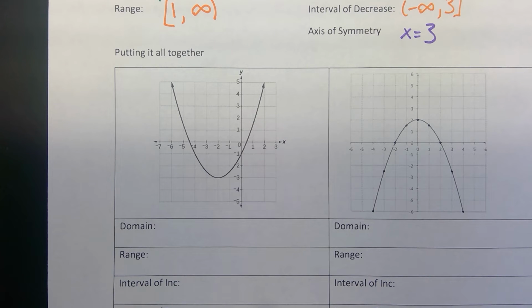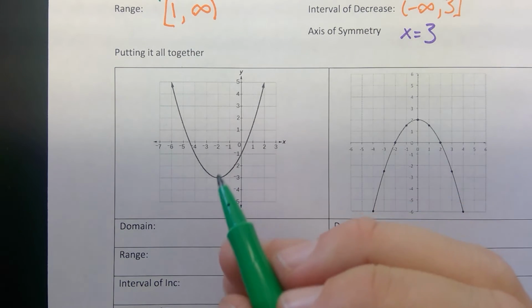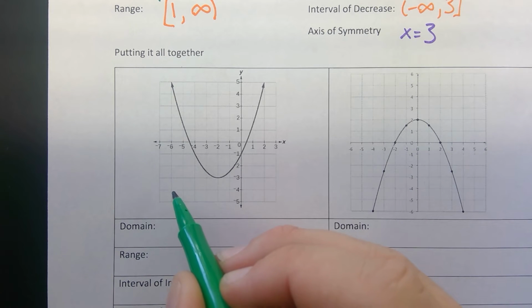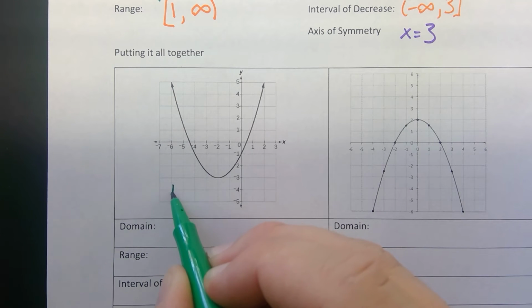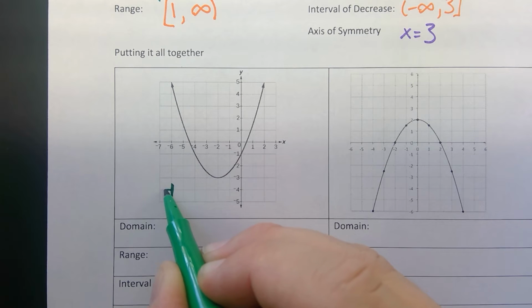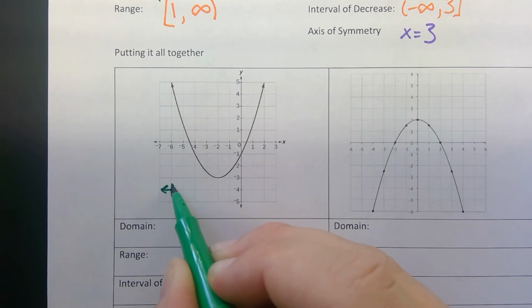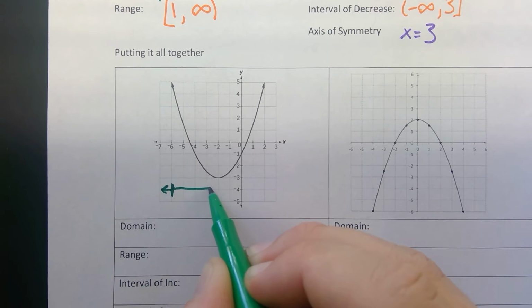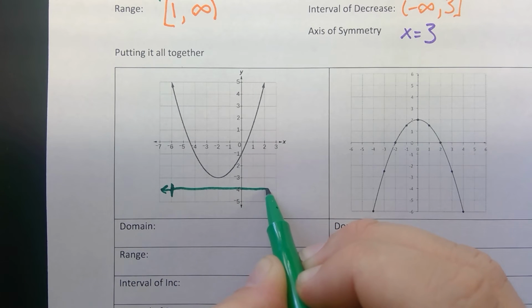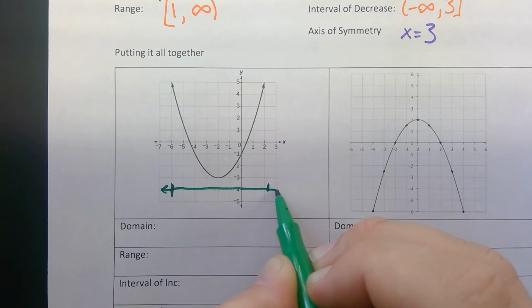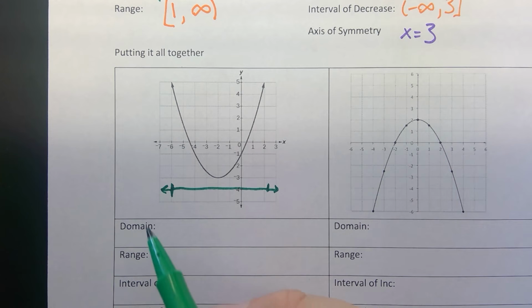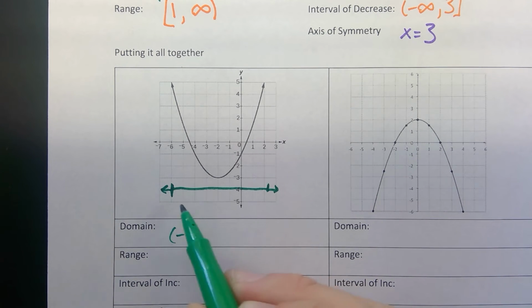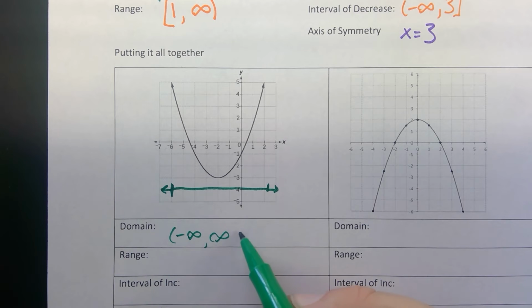For our domain, which is our x values, we want to start at the left-hand side. There's the end of my graph, but I have an arrow going to the left. My graph is going on, going on, it stops, but there's an arrow. So an arrow to the left is negative infinity, and all the way to the right is an arrow, so positive infinity.